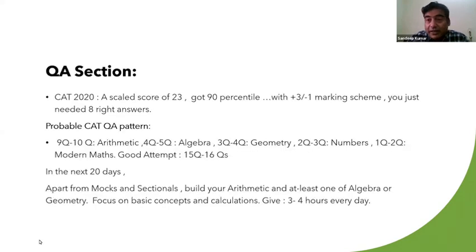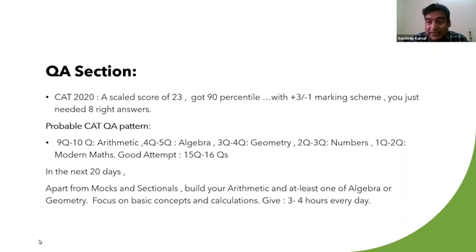Moving to the QA section. Last year, if you look, a sectional score of 23 got a student 90 percentile. That means 8 questions. And the best part last year was 13 questions out of 26 were based on arithmetic. So if a student had only studied arithmetic well, and picked up those questions on arithmetic, without looking at even a single algebra or geometry question, they still would have scored a 99 plus percentile if they had solved all 13 out of 13 questions.